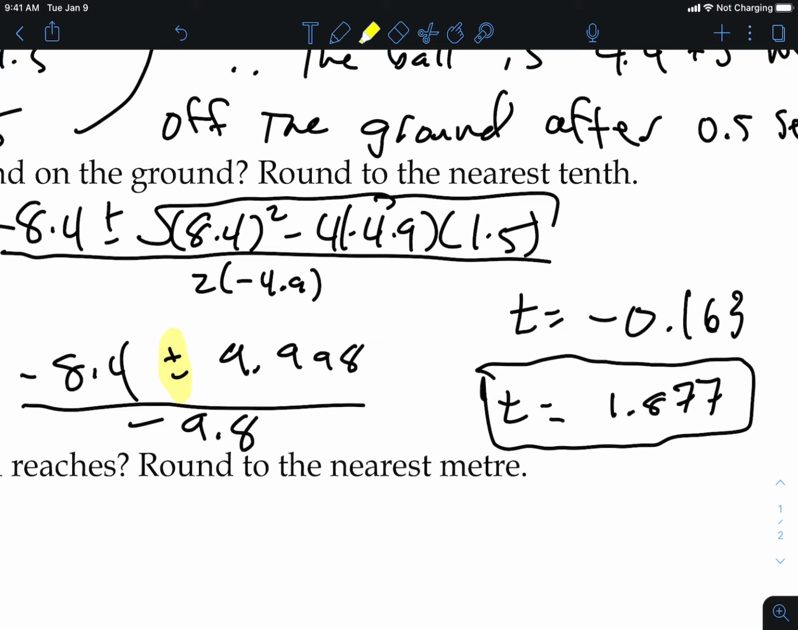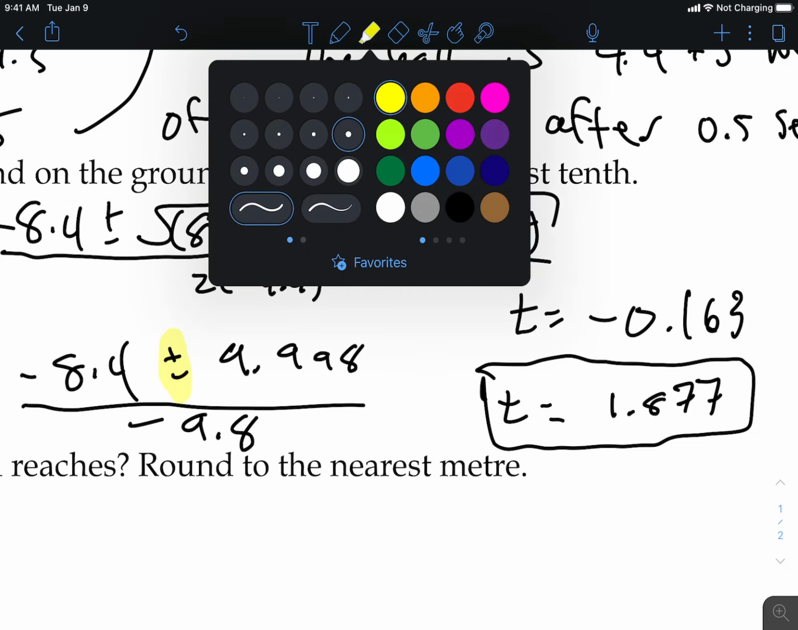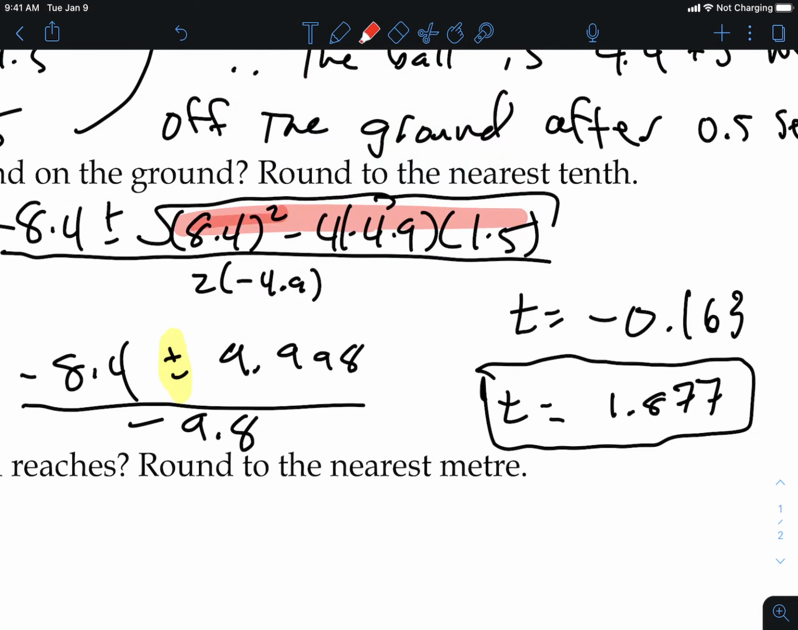Okay, just so everybody knows where it comes from. All of this work here should be this number. And they just didn't show it, to save space. Okay? So therefore, after 1.87 seconds, the ball hits the ground again, or whatever they threw, okay?